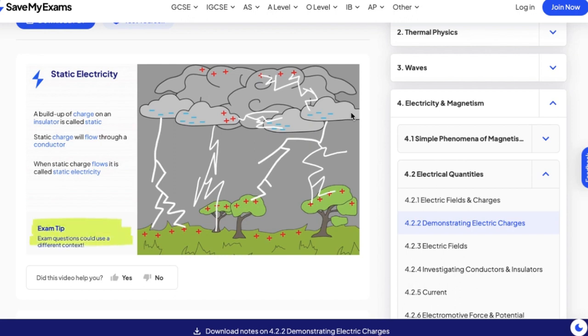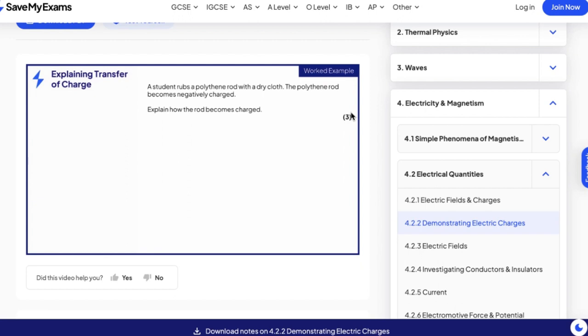Application questions test your understanding of the physics by getting you to apply your knowledge to an unfamiliar context. So it is possible that you could get asked about a different example of charging by friction. Let's take a look at an example exam question.